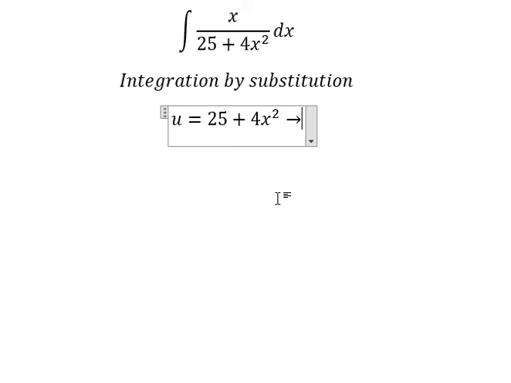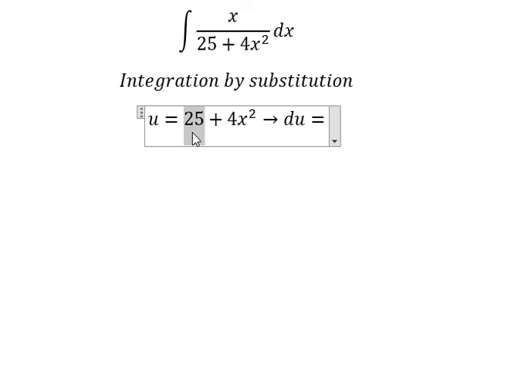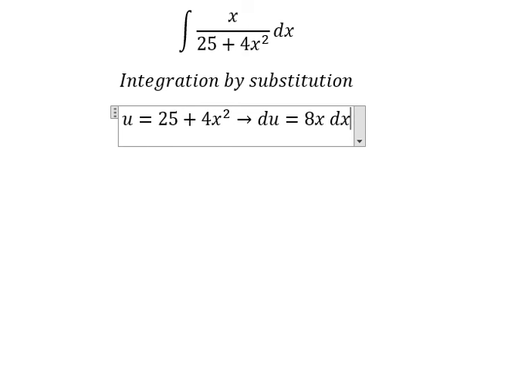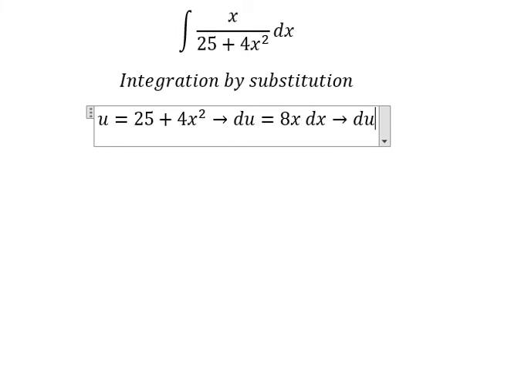Now we need to do the first derivative for both sides. The first derivative of this one you get 0. The first derivative of s squared you get 2s. Number 4 with number 2 you get 8s ds. Because we don't have number 8, we need to divide both sides by number 8.